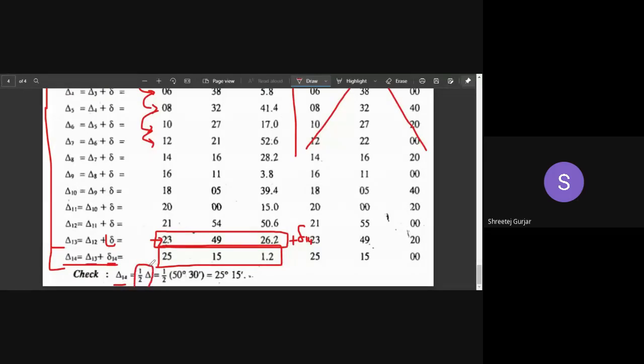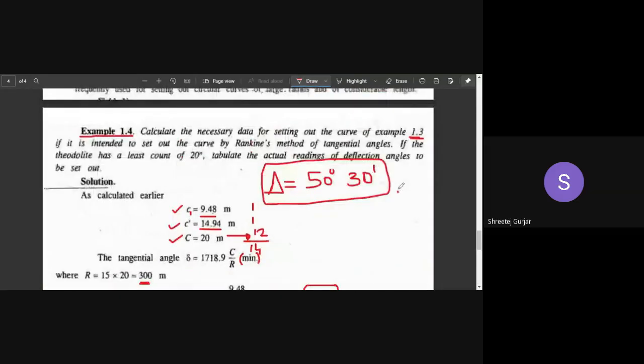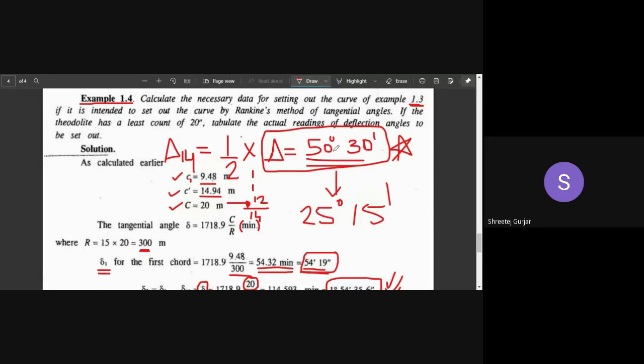Half of your given delta has to be equal to half of it. So what was the given delta angle? I told you this is your given delta angle. This was given, and what was the last delta angle? Delta 14. So this has to be equal to half of your delta. If you divide this 50 degree 30 minutes by 2, how much is it? 25 degree 15 minutes, correct? Half of a delta, divide this by 2, it is 25 degrees 15 minutes.